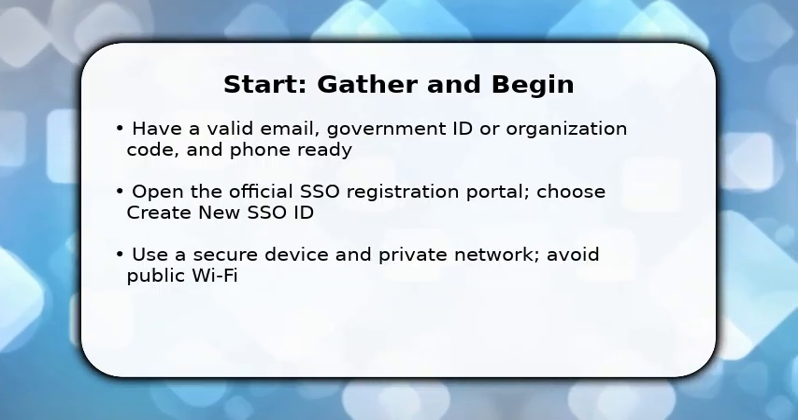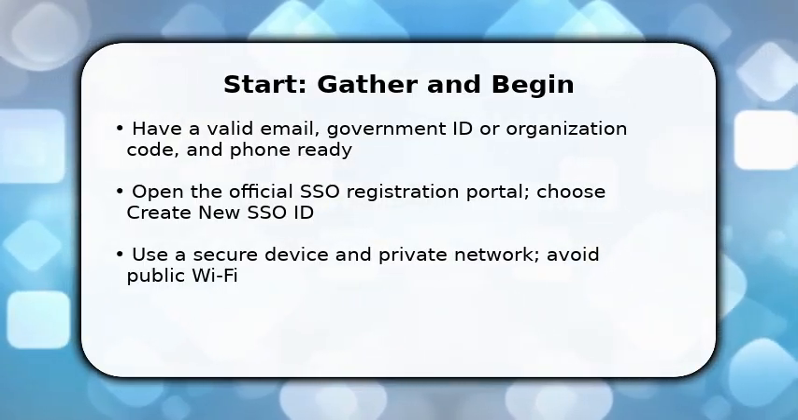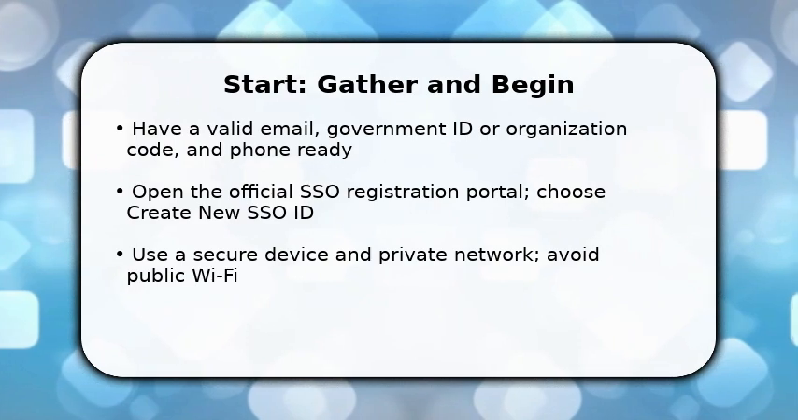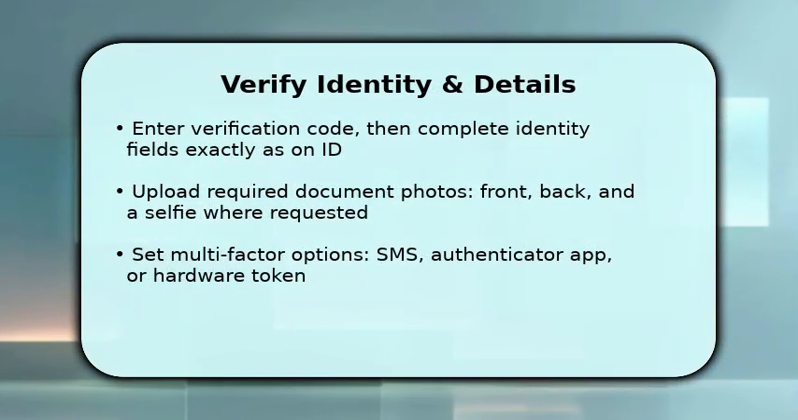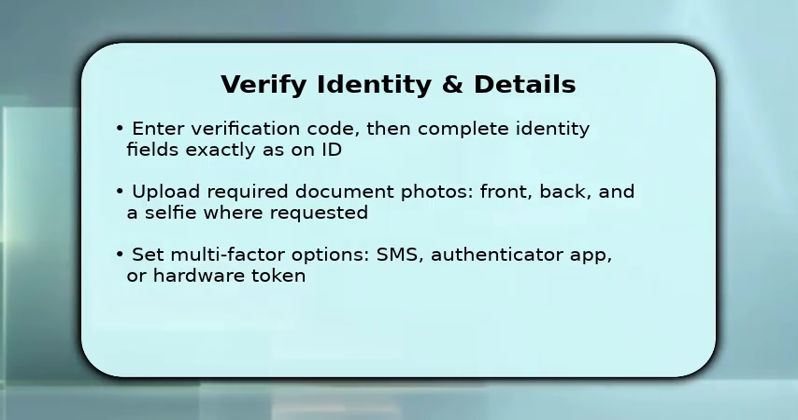After that, request the verification code so you can move to identity verification without delay. Once you have the code, type it in immediately and proceed to the identity form. Accuracy matters because mismatches cause rejections. Then upload clear photos of the required documents, front, back, and a live selfie when prompted, to prove liveness. Make sure file sizes and formats meet the portal rules.